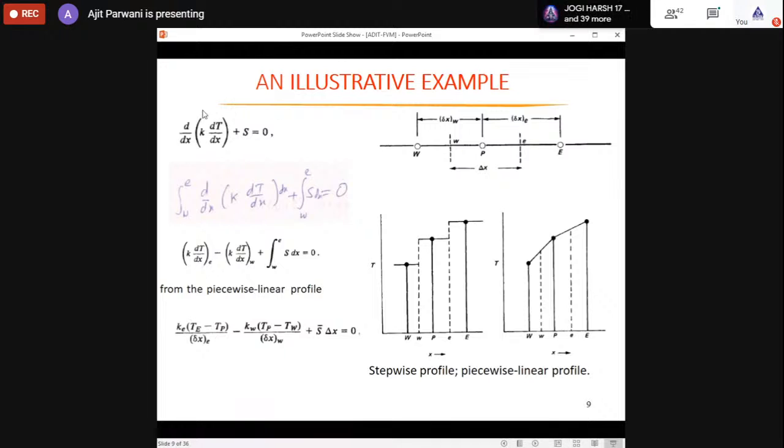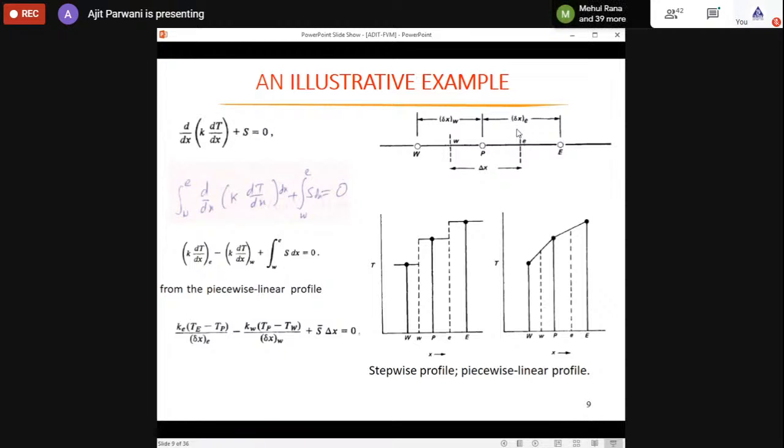So in order to discretize this equation by finite volume method, the first step is to discretize the domain. It means dividing the domain into n number of grid points or n number of control volumes. One control volume is shown here, the control volume for P. In this control volume P, you will see it's a one-dimensional problem.